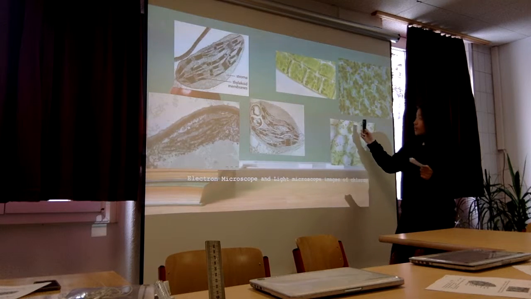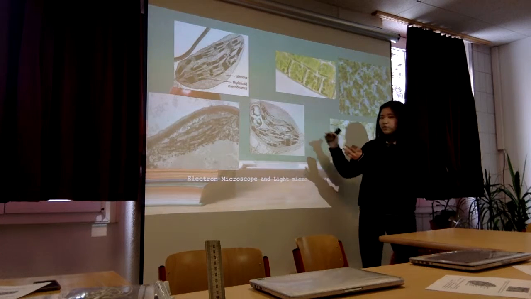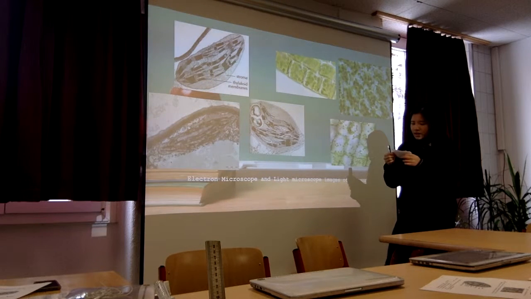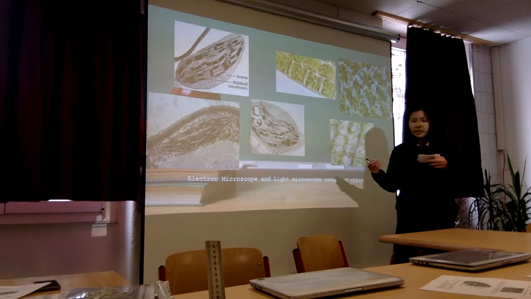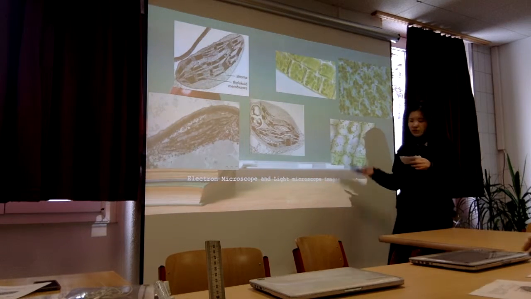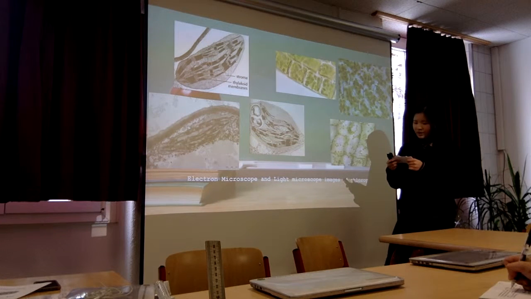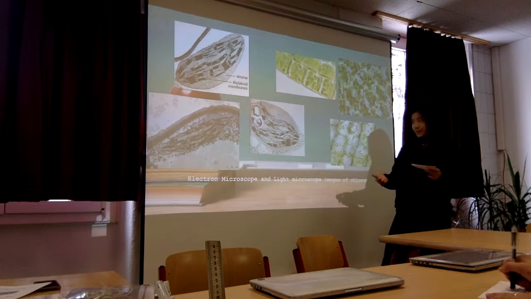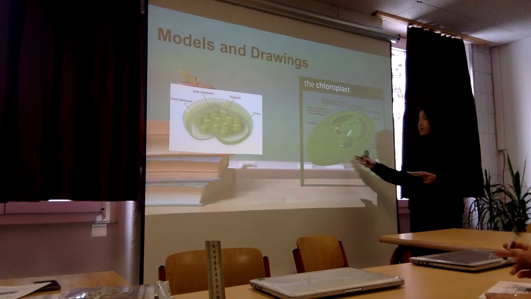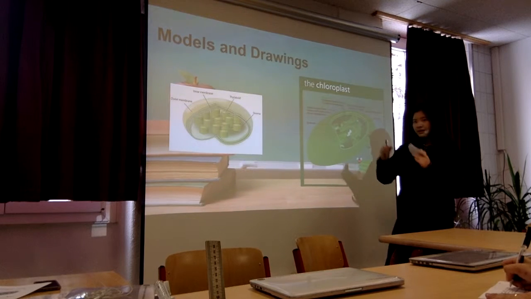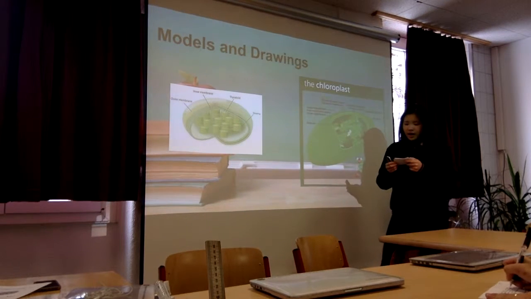As I said before, the electron microscope focuses on only one cell, and these focus on multiple cells. And in order to create a model for what chloroplasts look like, artists must use images from both electron and light microscopes to create the best image. So these are the models and drawings that are created from extensive research from the electron and light microscopes.